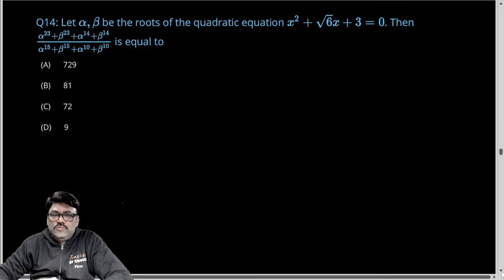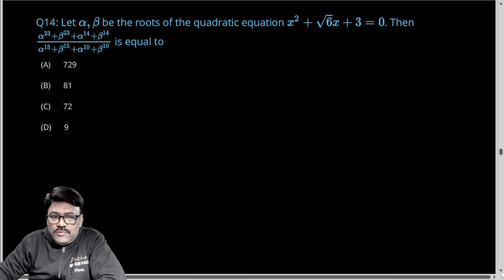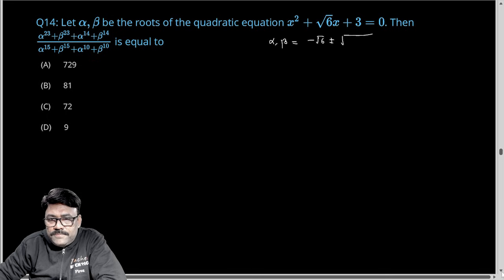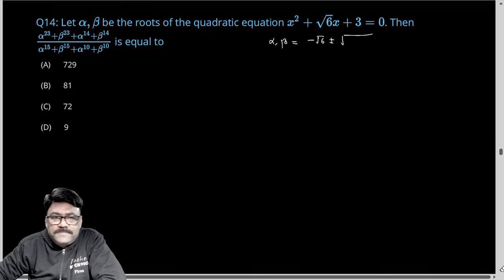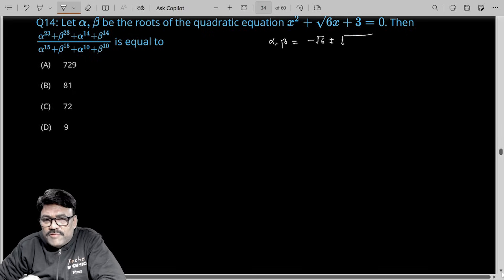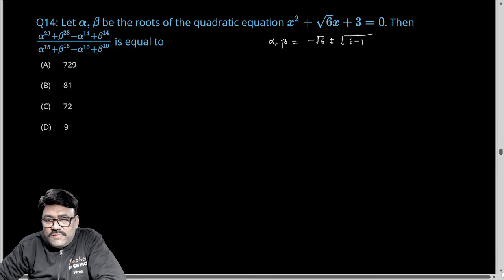So alpha, beta are the roots of this equation. So let's find the roots first. Alpha, beta using the quadratic formula: minus b plus minus under root b square minus 4ac by 2a. b square will be 6 only. So it is minus root 6 plus minus root 6 iota.